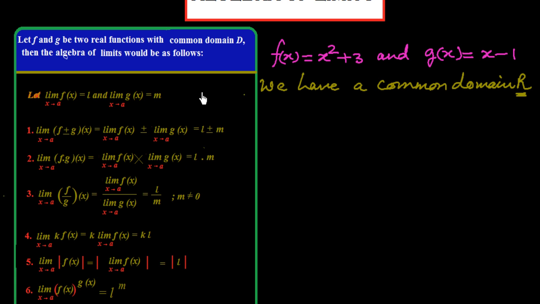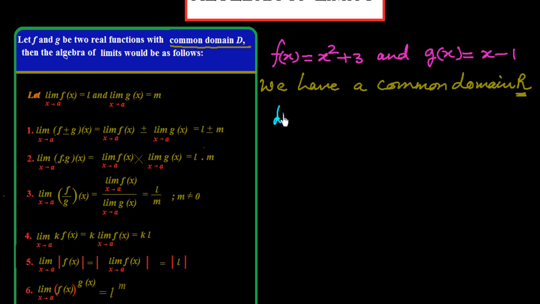R for both the functions, because this is the condition we have. The domain should be common for both the functions before you do any sort of algebra between the functions. Now we find the limits of these two functions individually at x tends to 2.